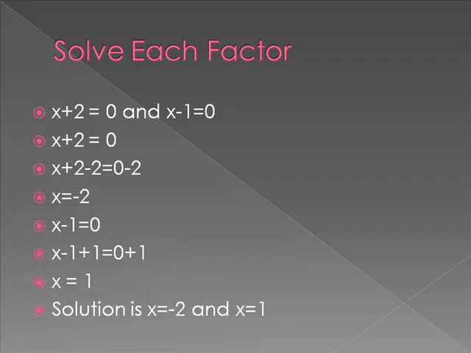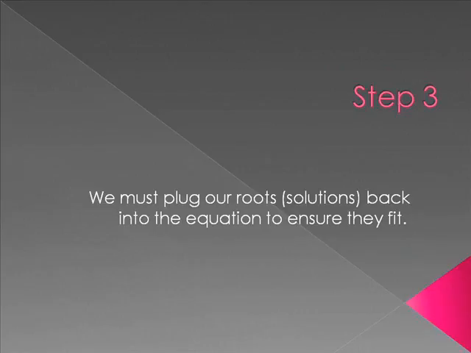And for x minus 1 equals 0, we add 1 to both sides, and we get x equals +1. So our solutions seem to be x equals -2 and x equals +1. Two factors, two solutions or roots. Now that we found the roots, step 3 says that we should plug those back into the original equation to make sure they satisfy the original equation statement.